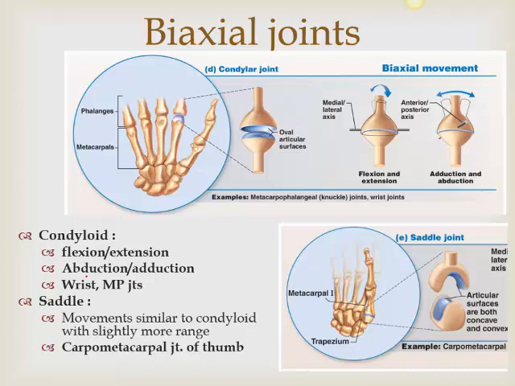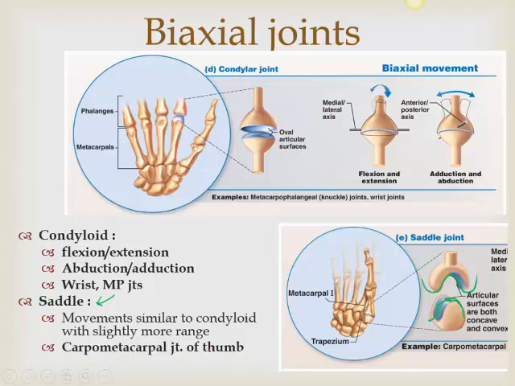There is a modified type of biaxial joint, which is called a saddle joint, because it's based on the surface, so it looks like a saddle. One end is like this and the other end is kind of curved like this. Based on the way the bones are curved, it's called a saddle joint. This is the joint between the carpal and the first metacarpal. So it's a joint of the thumb.